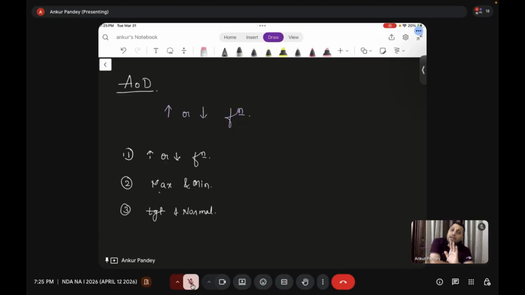Clear? In general, from these three topics, 5 questions come. One question from tangent and normal, 2 questions from maxima and minima, and 2 questions from increasing and decreasing. Sure, there have been scenarios when no question from tangent and normal was observed, but in that paper there were more questions from maxima and minima or increasing and decreasing. So on the whole, 5 questions are going to come from what we are going to discuss. Clear?